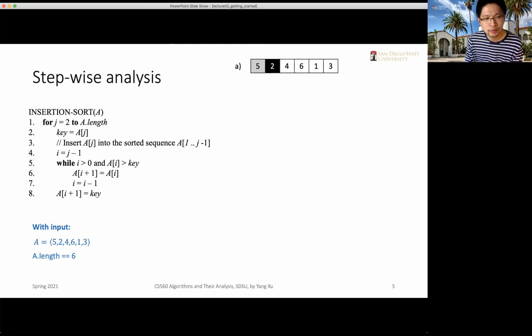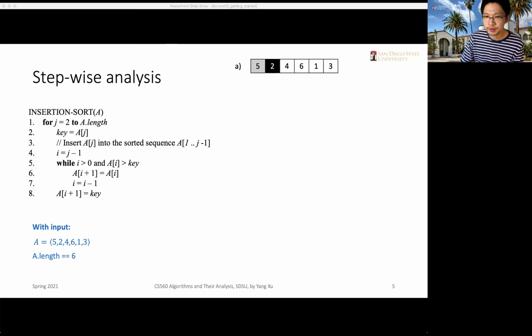Let's take a random sequence of numbers: 5, 2, 4, 6, 1, 3. That is 6 numbers. We'll use different colors to indicate the positions of the loop counter, because we know that the loop counter j starts from 2 to A.length. Here there's something that we didn't say explicitly: the index of the elements in that array starts from 1.